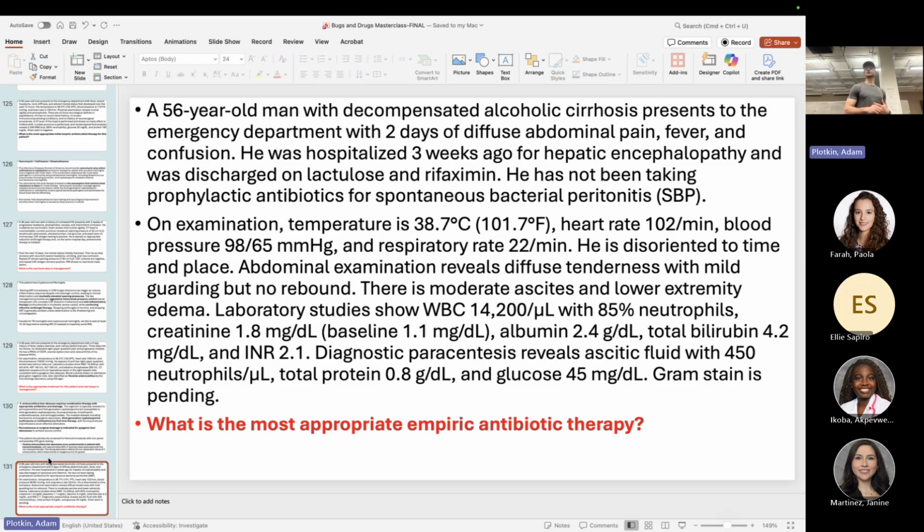Not Zosyn. Ceftriaxone, a third-generation cephalosporin, is usually first line for community-acquired SBP. Okay, that is as high yield as any fact I've shared today. SBP, community-acquired, PMNs over 250. I don't care about the gram stain. If the gram stain comes back and we get data on it, great, right? Empiric treatment: ceftriaxone or another third-generation cephalosporin.